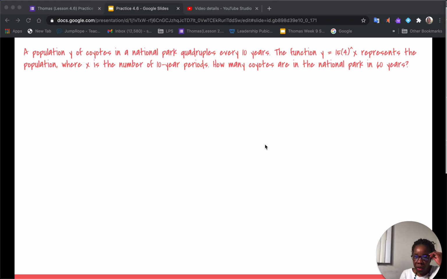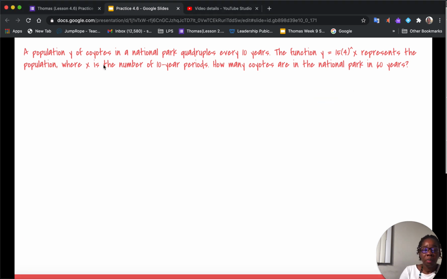The population of wild coyotes in the national park quadruples every 10 years. The function y is equal to 15 times 4 raised to the x represents a population where x is the number of 10-year periods. How many coyotes are in the national park in 60 years?